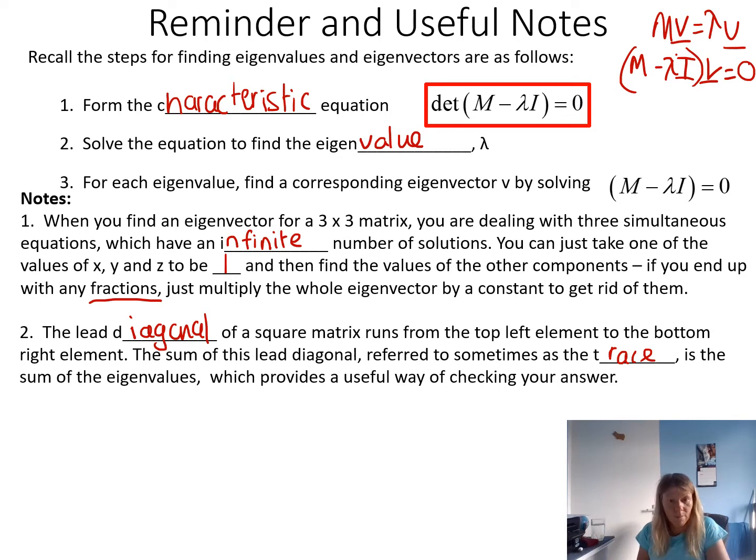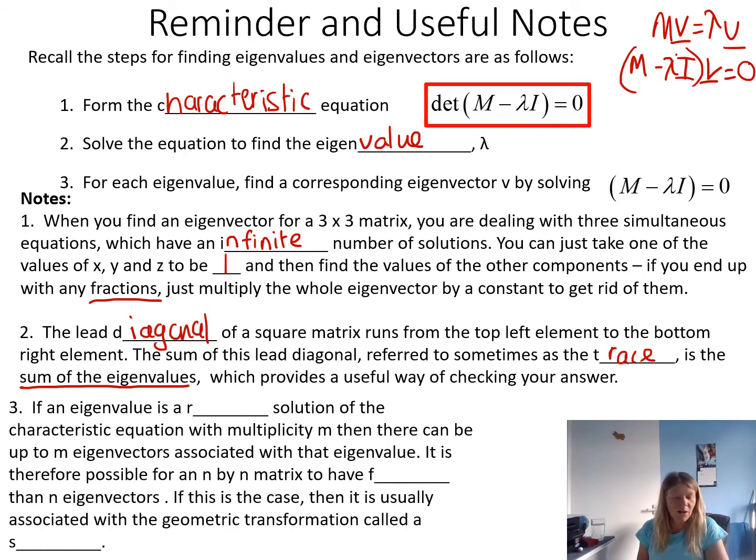It is the sum of the eigenvalues, which provides a very useful way of checking your answers. If you found 2 eigenvalues, you can find the third by adding up the lead diagonal and taking away the 2 you found. Often very useful, that one.